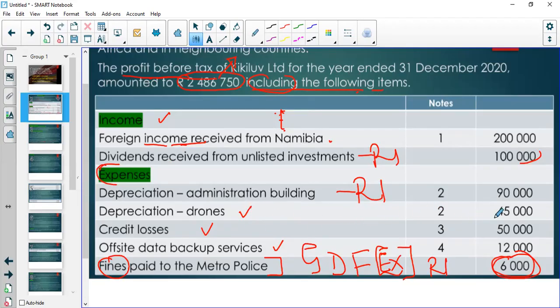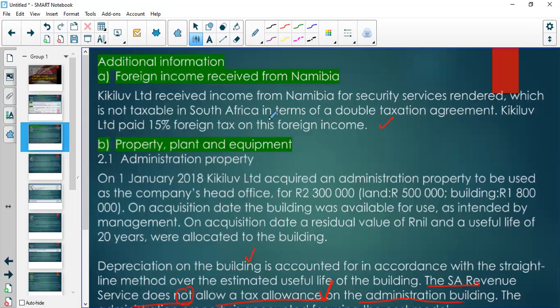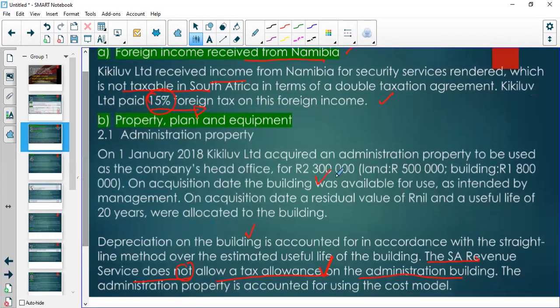So let's go to the information that we get. So we have drones there, and we have depreciation of 45,000. Then credit losses 50,000. Then offsite data backup services is 12,000. All right, so we've gone to the foreign income received from Namibia, and we are told that this is not taxable in South Africa. So we always have to read the additional information. So it's not taxable in South Africa, but in Namibia, it was taxed at 15%. Okay, so we know that already this is an exempt difference. Also, this is an exempt difference as well.